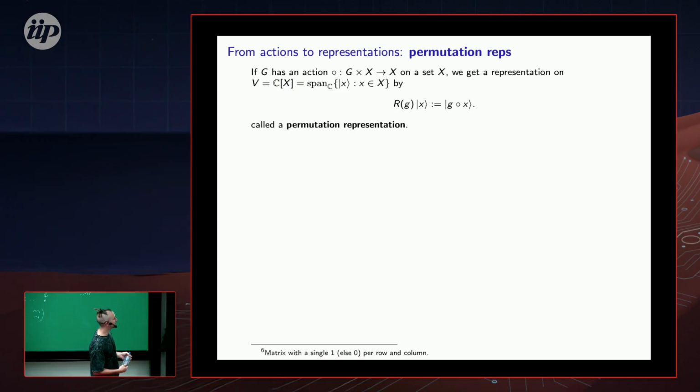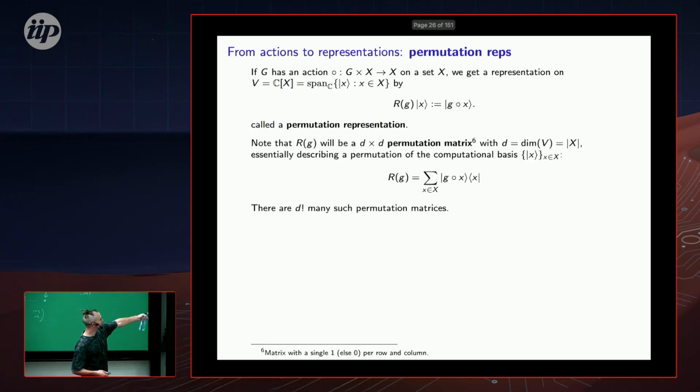And all of these, let's call it D by D matrices. Let's call D the order of the set. All of these D by D unitary matrices R of G are not only unitary, they are permutation matrices. A permutation matrix is just a matrix with a single one per row and column, and the rest zeros. Again, it's just a relabeling of the basis, a permutation of the basis elements.